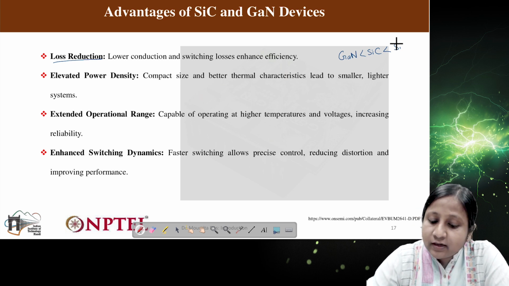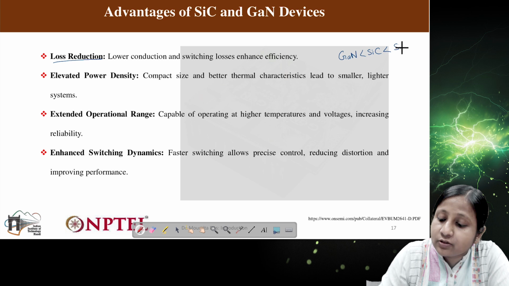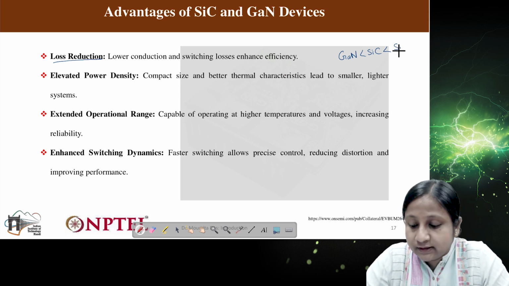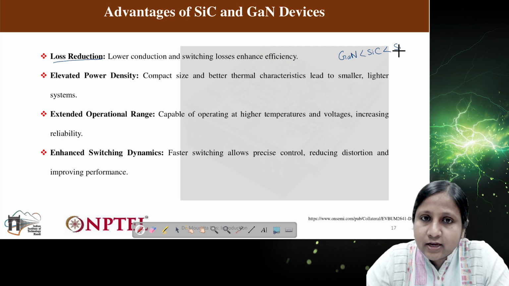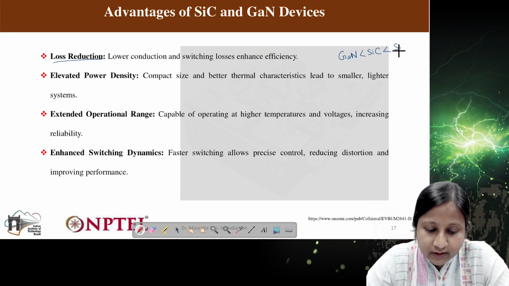So then what will happen? The switching losses will be much lower. Switching losses in case of GaN will be lower than that of the silicon carbide, which also has lower switching losses than that of the silicon. So the efficiency will increase in these devices. So we can operate at much higher frequency, which will reduce the size, and the efficiency also will be higher.